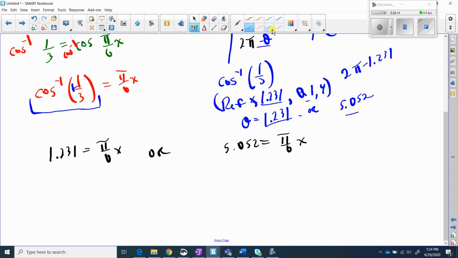Actually, just do it all at once here. Just multiply this side by 6 over pi. That'll cross the 6 and the pi out. You've got to do the same to this side, and that will give us an answer for x. So let's see what I get. 1.231, multiply it by 6, and then divide your answer by pi. And I get 2.351.